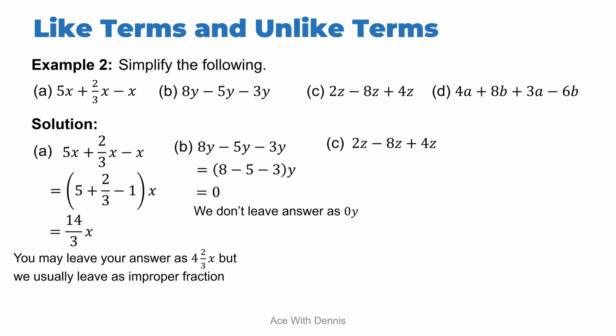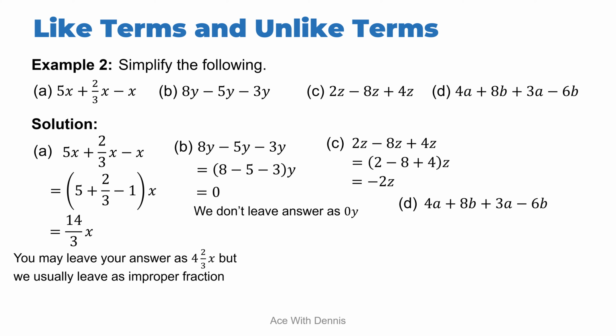For C, 2z minus 8z plus 4z. And again, all these three terms are like terms. So we just need to combine the coefficients together. We get bracket 2 minus 8 plus 4z. We get negative 2z for the answer. Notice that the coefficient here is a negative value.